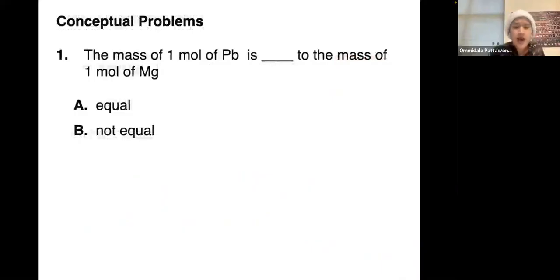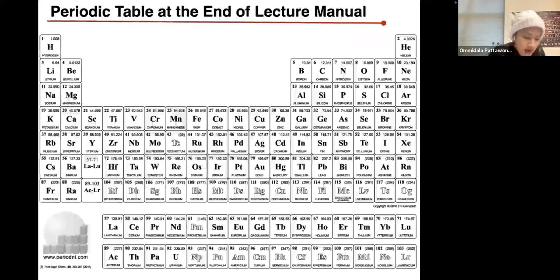Now let's take a look at if you have 1 mole of lead versus 1 mole of magnesium. Do you think that both of them would have the same mass? Yes or no? If you're not sure, let's go back to this. So if you're looking at lead versus magnesium, lead, Pb, is right here. Magnesium, Mg, is right here.